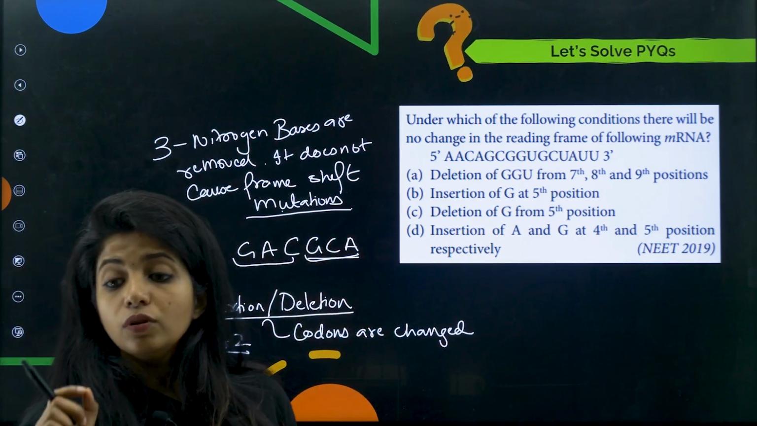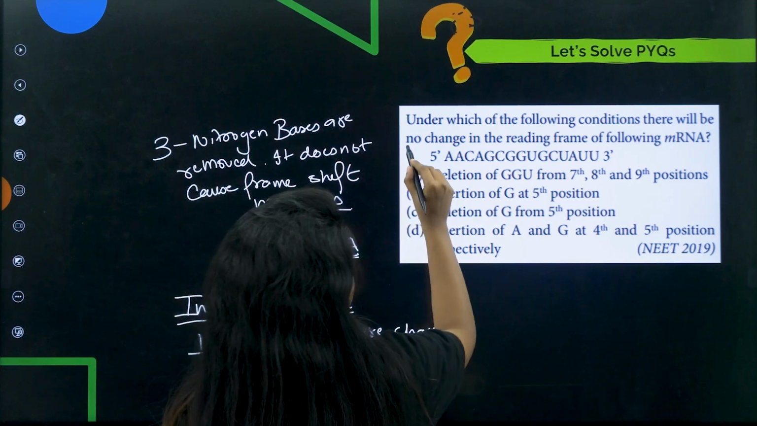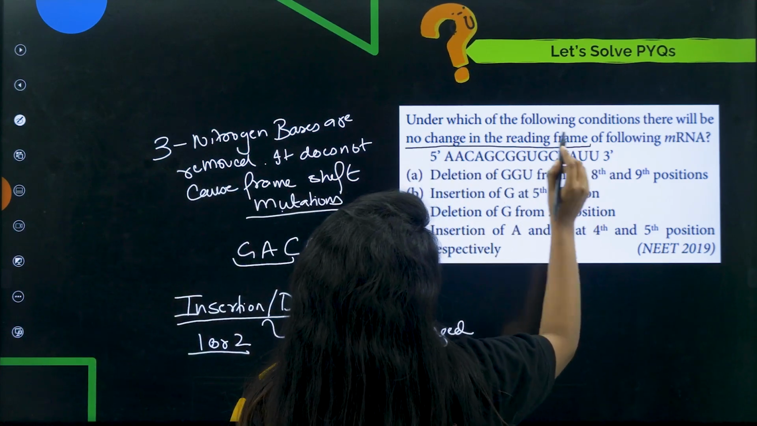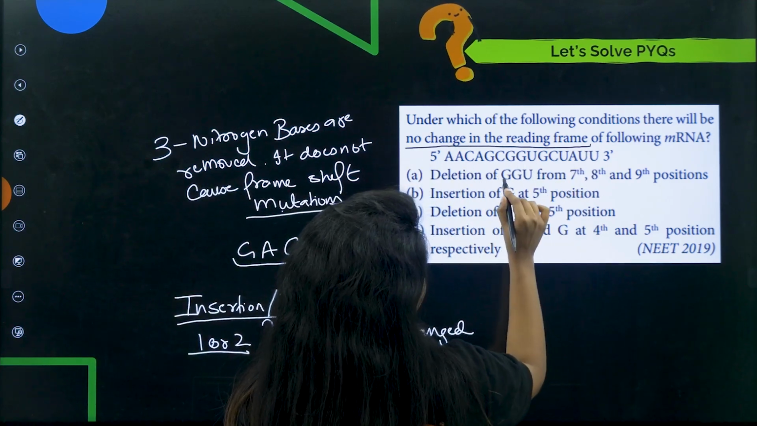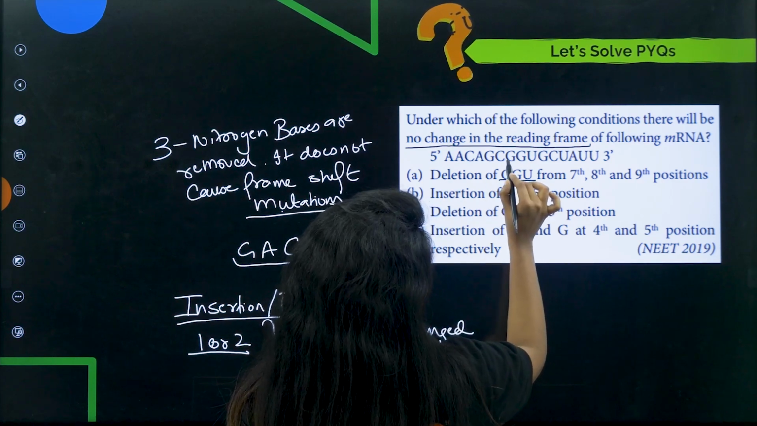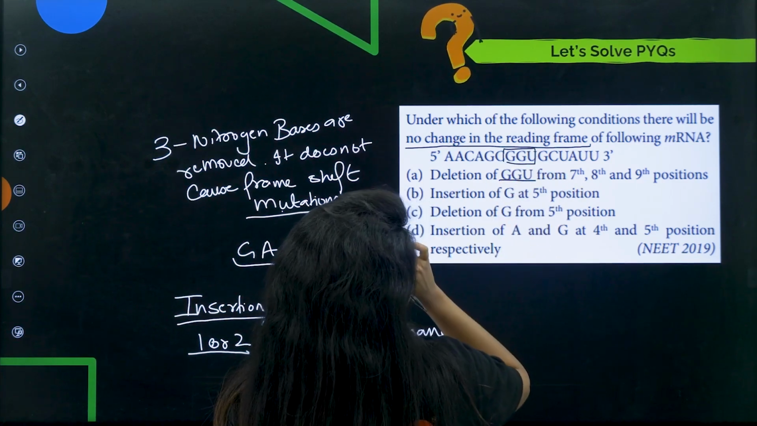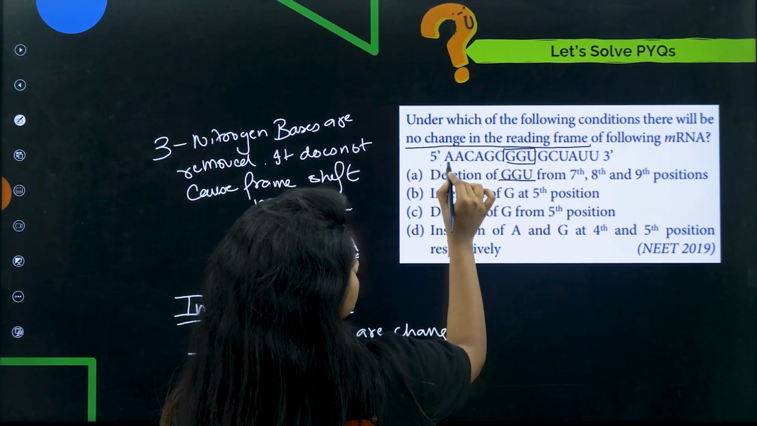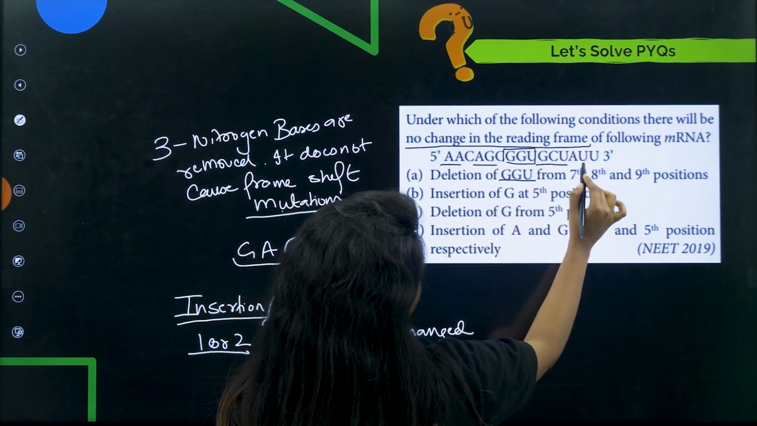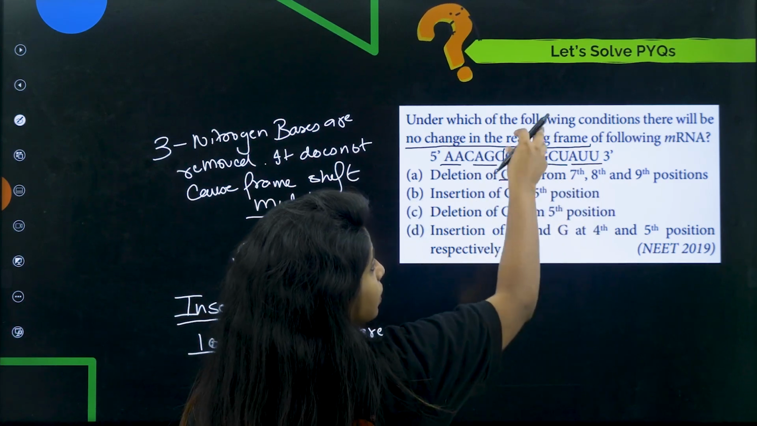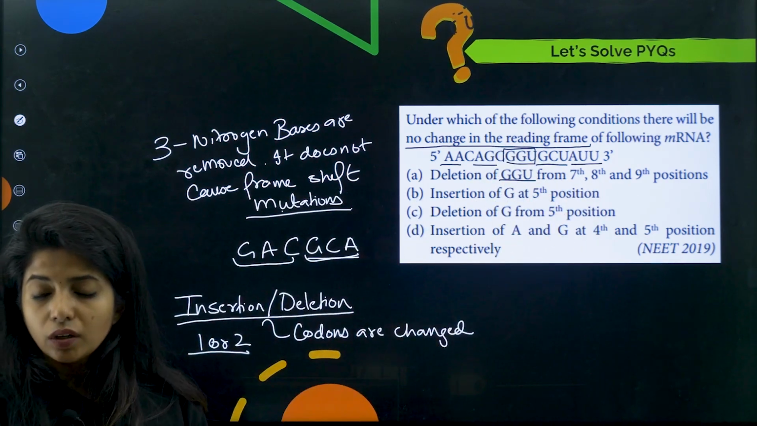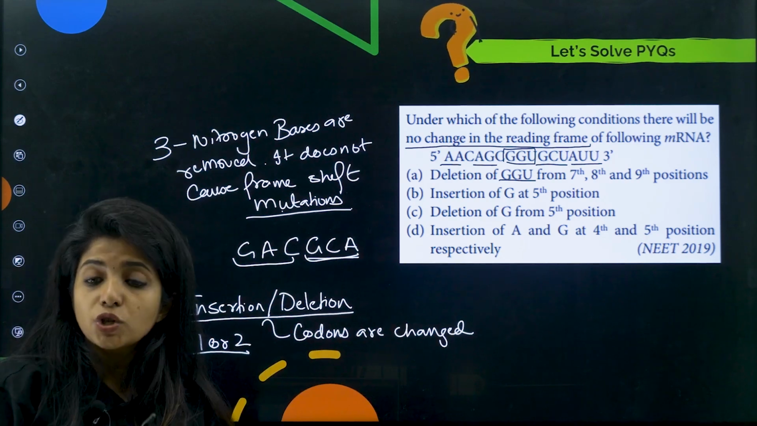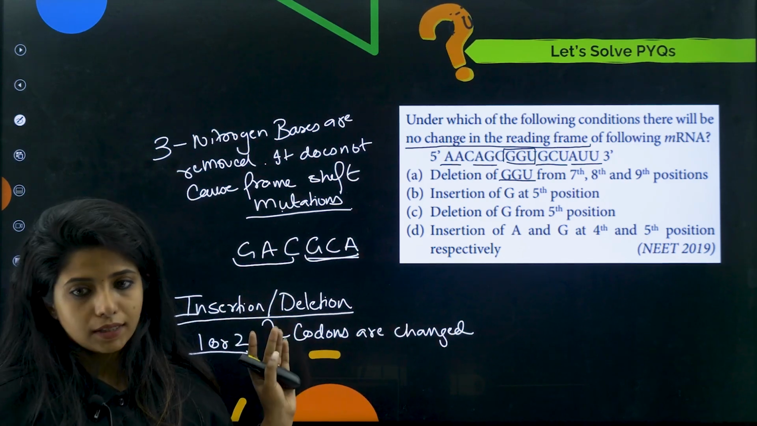Now, they are asking you, there should not be any change in the reading frame. For that to happen, you have to remove 3 codons together. If you remove these 3 codons together, then possibly things won't be changing, because this is one codon, this is another codon, this is another codon, right? So when 3 of them are gone, this is not going to change the frame.